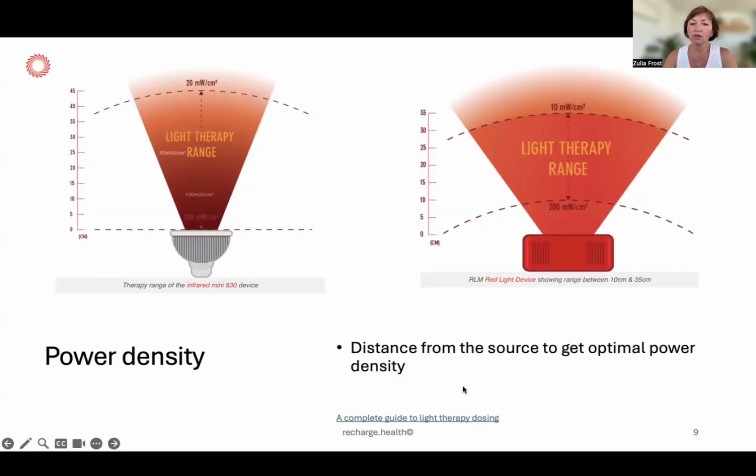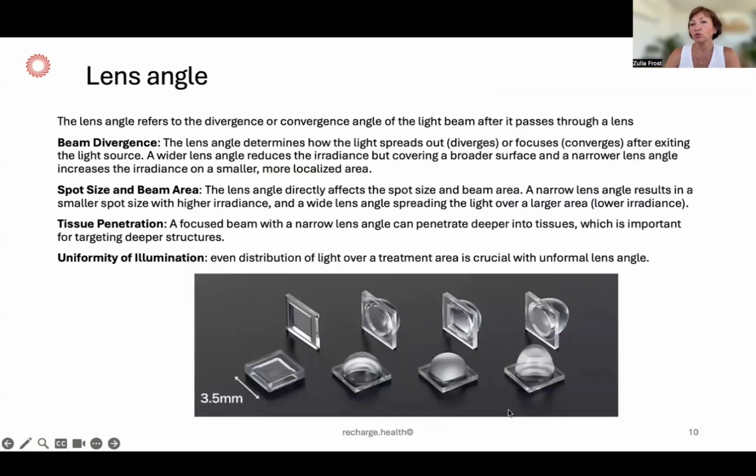By the way, I'll give you this link, Complete Guide to Light Therapy Dosing. You might want to read it. It's very interesting. What nobody really talks about is that lenses, used in LEDs primarily, actually make a big difference. Yes. So, for example, you can see different kinds of lenses. Yeah, and there is a cone shape or just flat. That will have impact on the irradiance too.